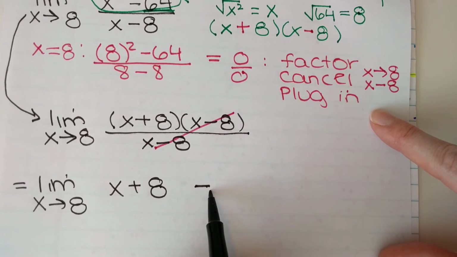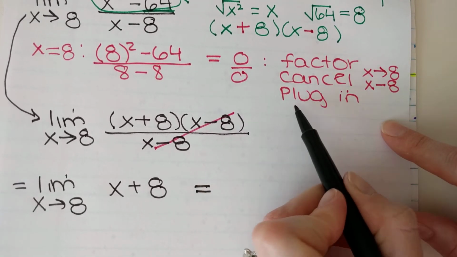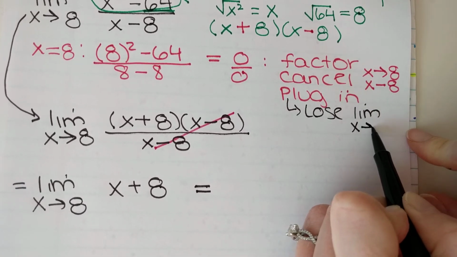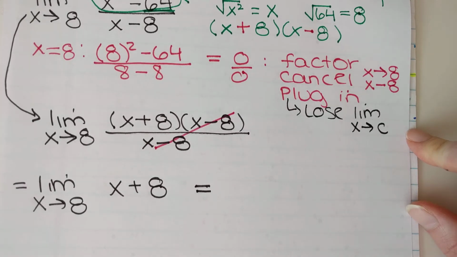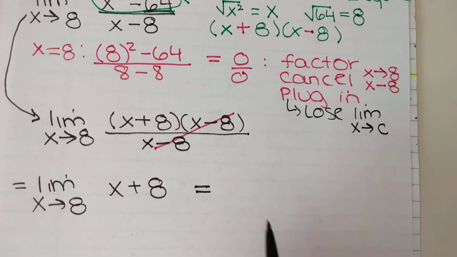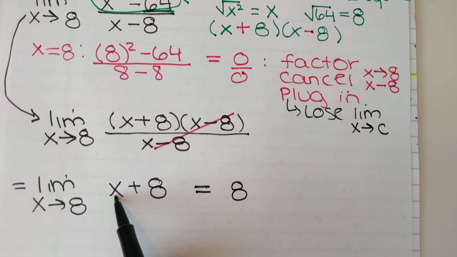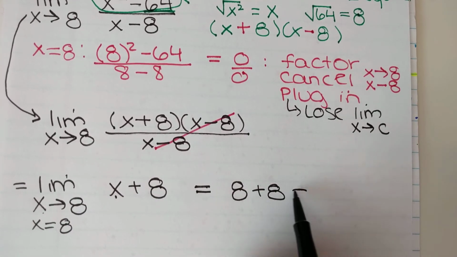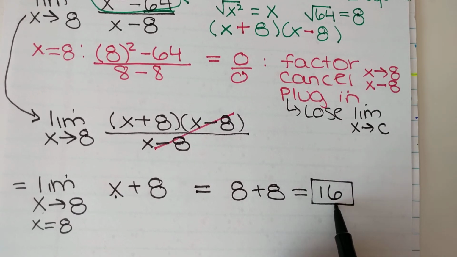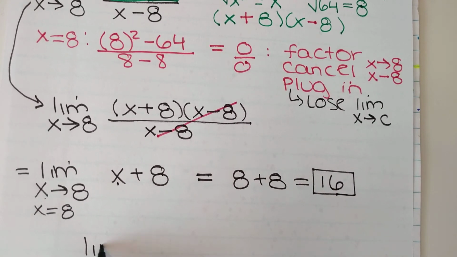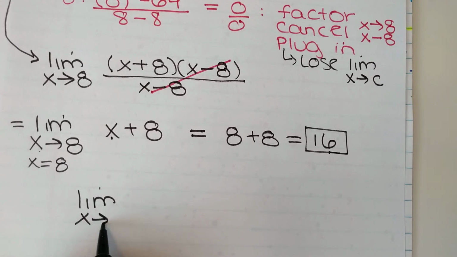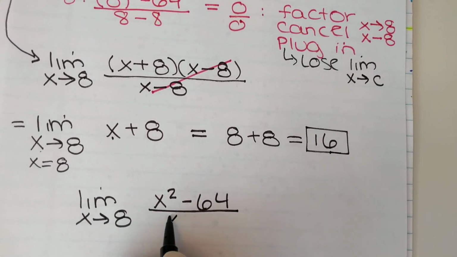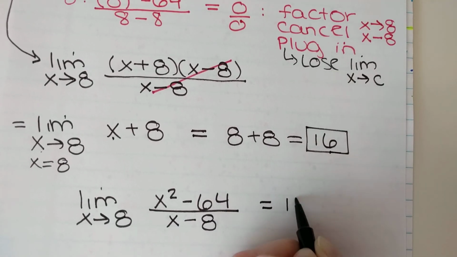Now, when we plug in, remember that is the point where you lose the limit notation. So as soon as you plug in and get a finite number, you lose the whole limit as x goes to c. So here I will have 8 being plugged in for x because x is going to 8, and then plus 8 is equal to 16. So that is our answer. What we are saying is that the limit as x goes to 8 of x squared minus 64 over x minus 8 is equal to 16.